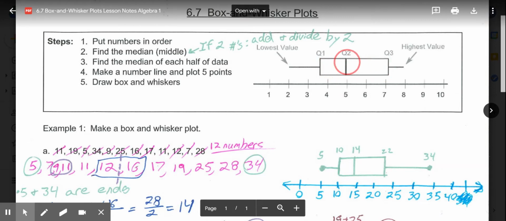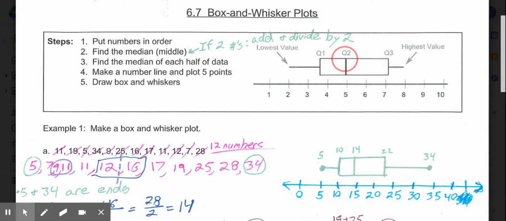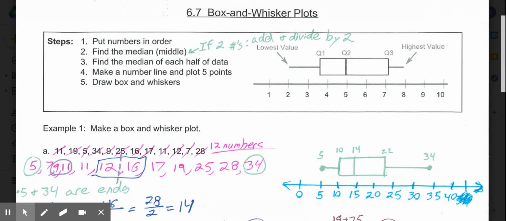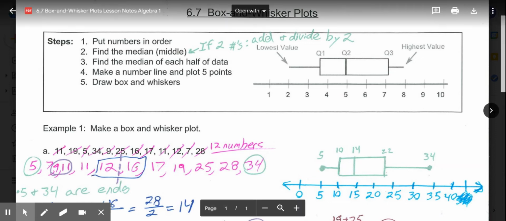Then to make the box part, the Q2 here is the median of your whole list. Q1 is the median of the lower half. We call that quartile 1 or Q1. And Q3, quartile 3, is the median of the upper half. So once you've identified your smallest and largest, we know our whiskers. So then I want to find the median of my whole data list.